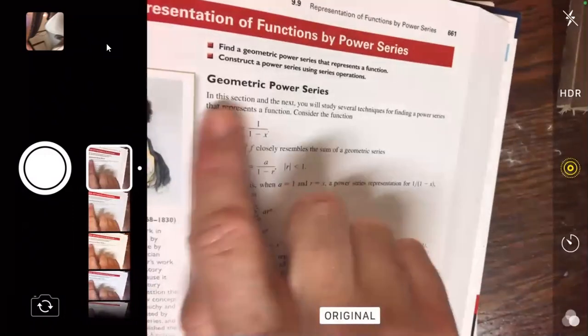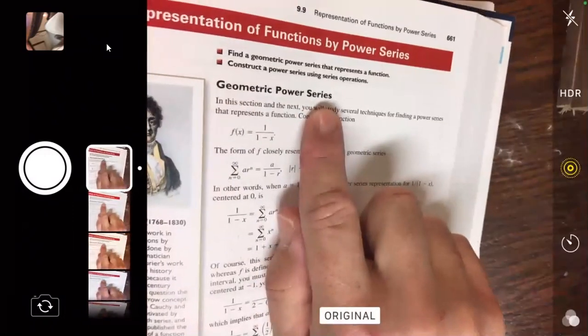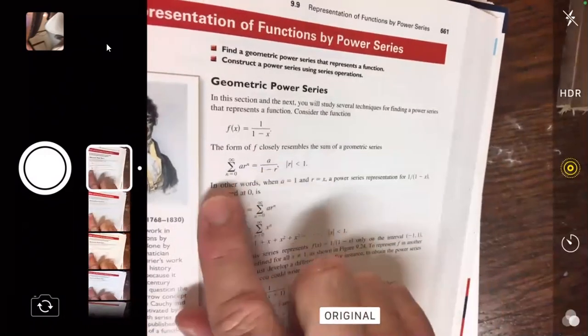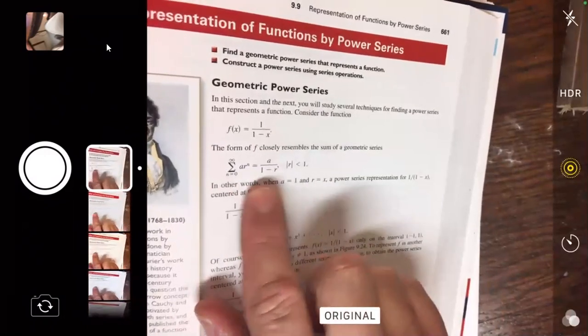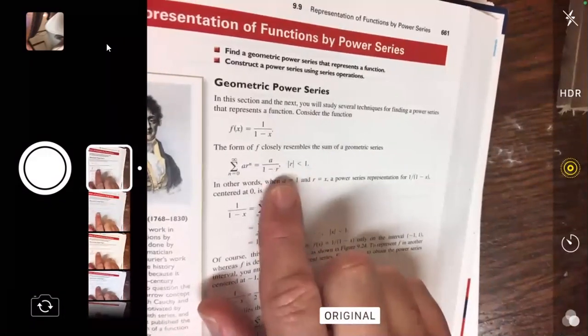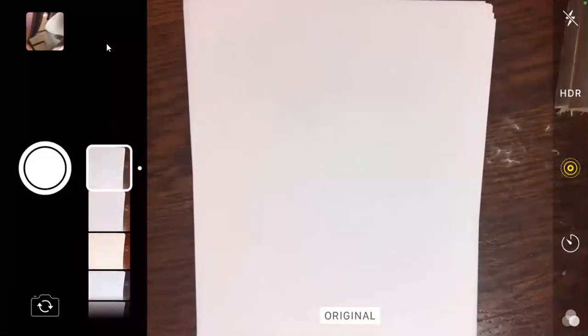9.9 works off something, geometric power series. And if you remember what the geometric formula was back in 9.2, I believe. In other words, they're going to tell you what some of these random power series back in 9.8 were equal to.